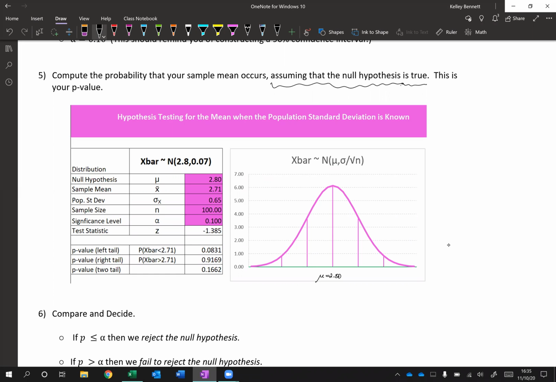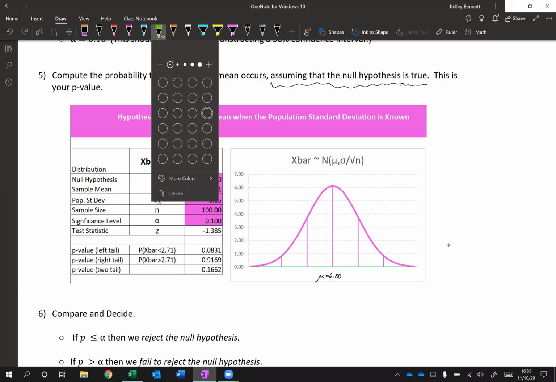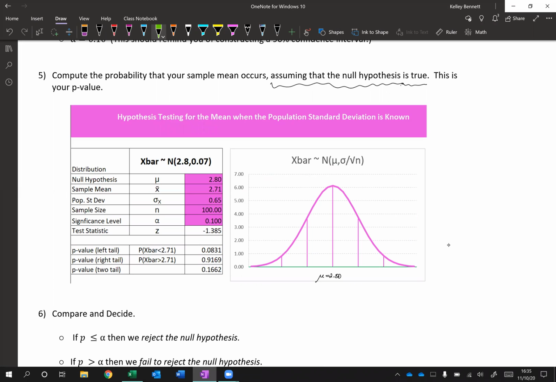So now, relative to the mean as stated in the null hypothesis, where do we fall? Where is 2.71? What we see here is that we have a test statistic, and the test statistic tells us how far away X bar is from the mean.